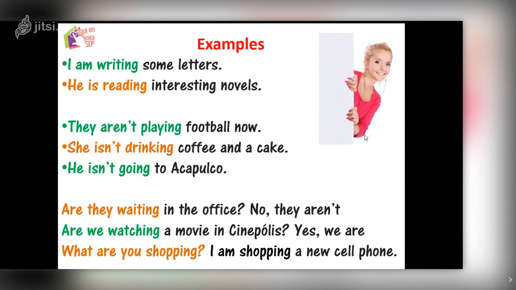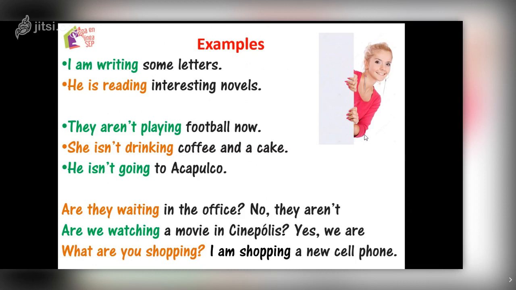Check this out. The subject plus the auxiliary plus the verb ending with ing. The same. And the second example, in affirmative form, he is reading interesting novels. In negative form, they aren't playing football now. In negative form, she isn't drinking coffee and a cake. And he isn't going to Acapulco, in negative form also. And the last three are questions.